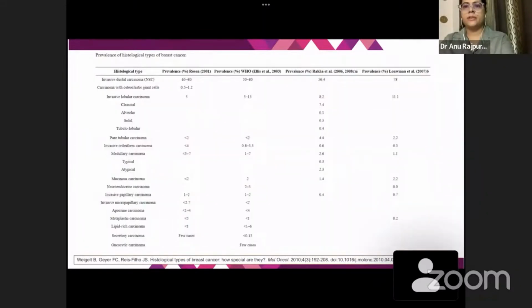Now coming to the prevalence of breast cancer based on histology. The most common is invasive ductal carcinoma, ranging between 65 to 80%, followed by invasive lobular carcinoma, followed by tubulolobular, then invasive cribriform carcinoma, medullary, and some of the other mentioned carcinomas are the rare ones.